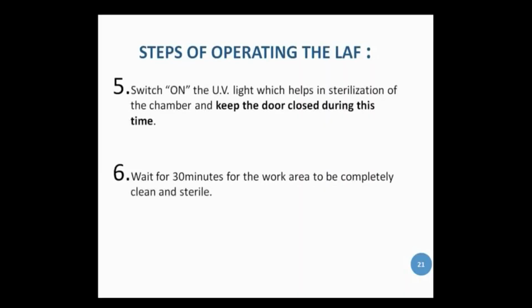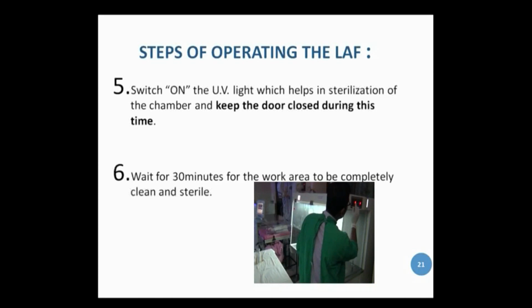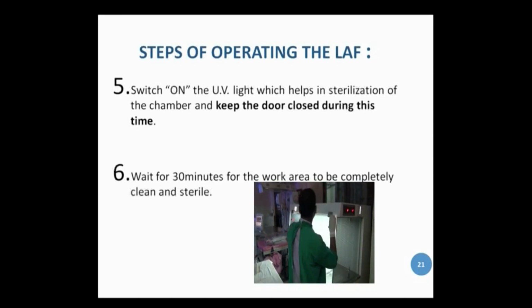Step number 5. Now switch on the UV light. This UV light will help in sterilization of the chamber. But remember to keep the door closed during this time. You should only start the UV light once all the products that you are going to use during your TPN preparation are within the safe confines of your laminar flow.